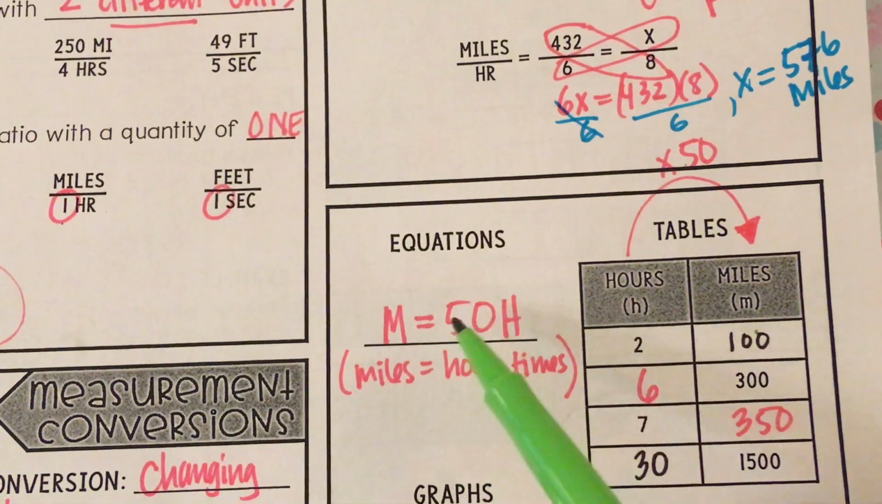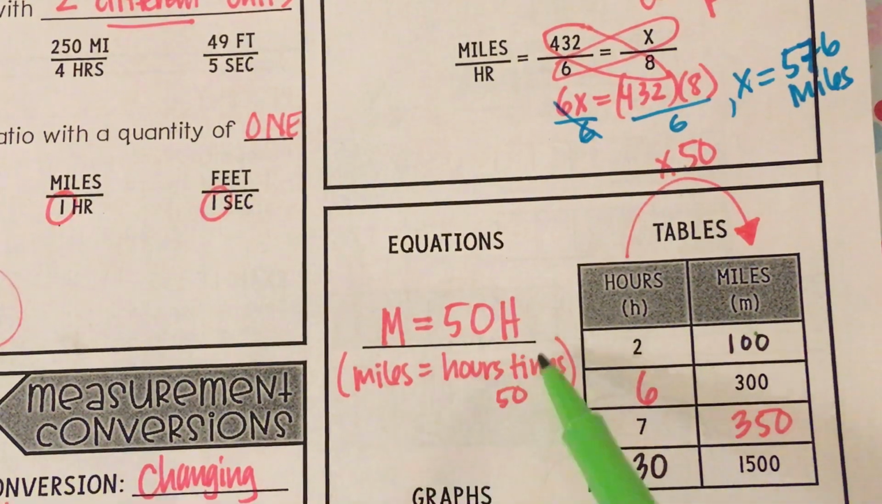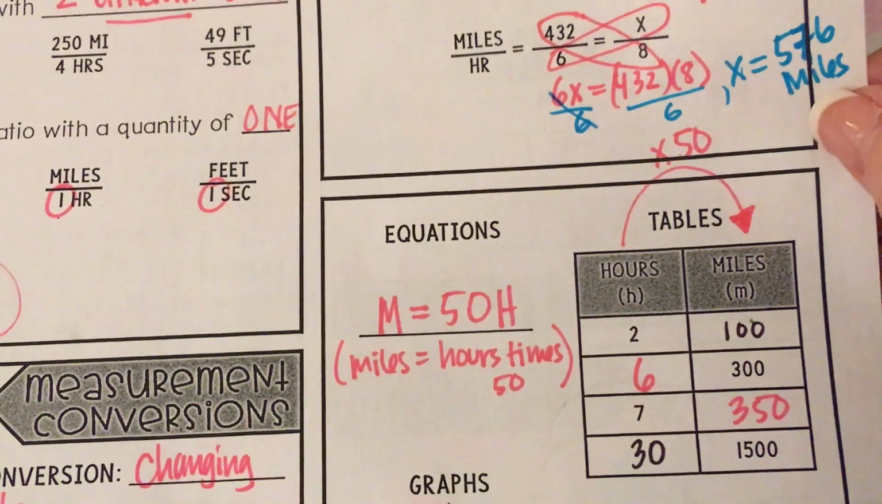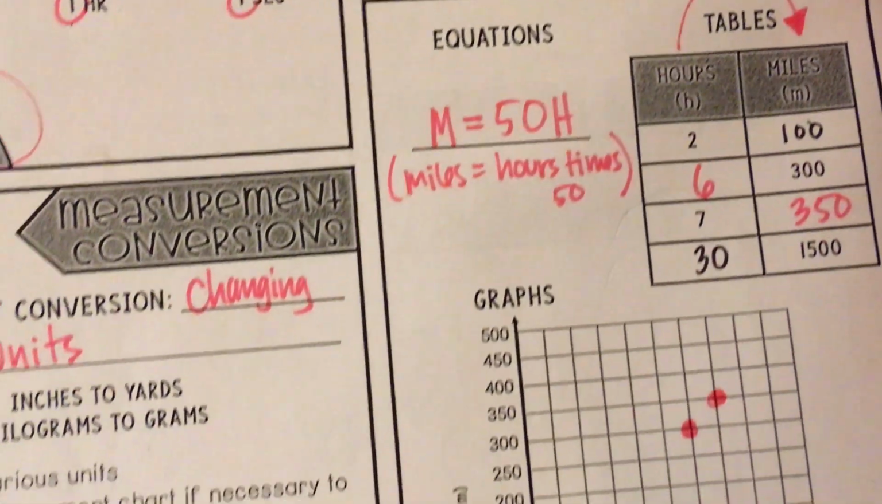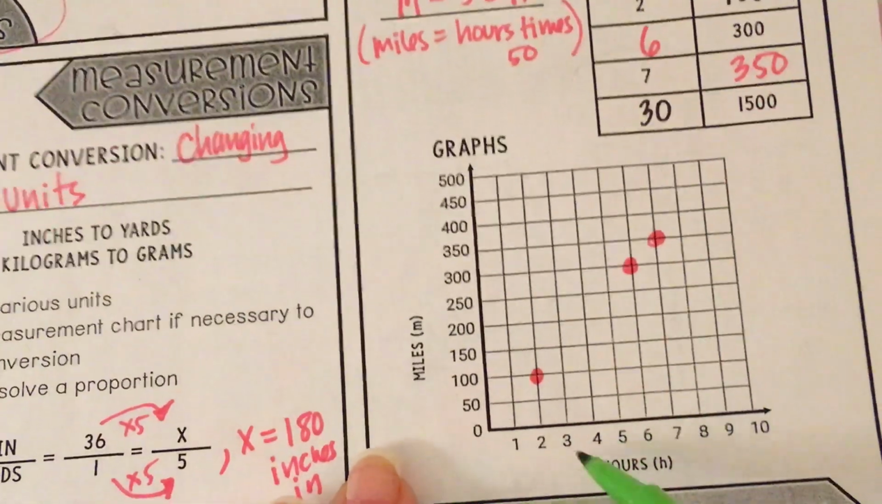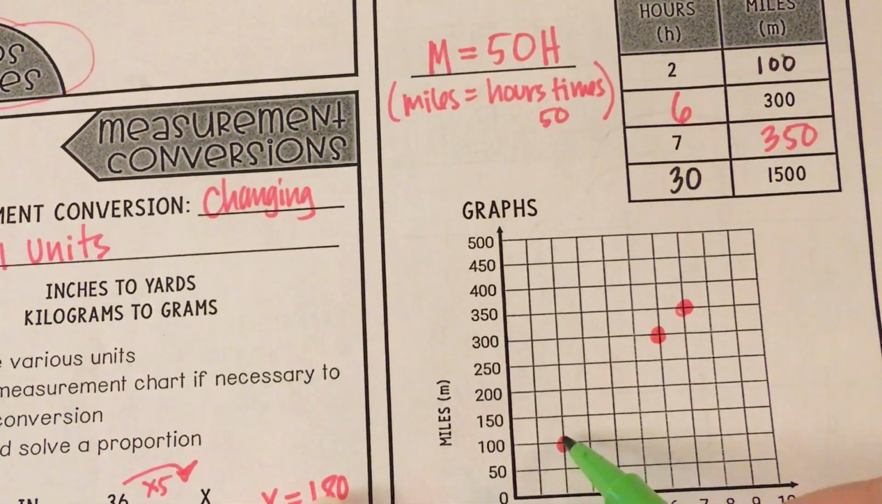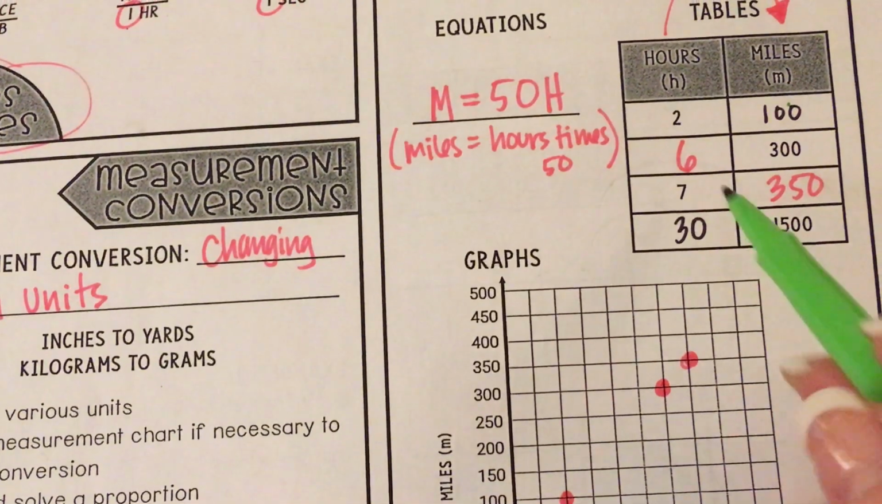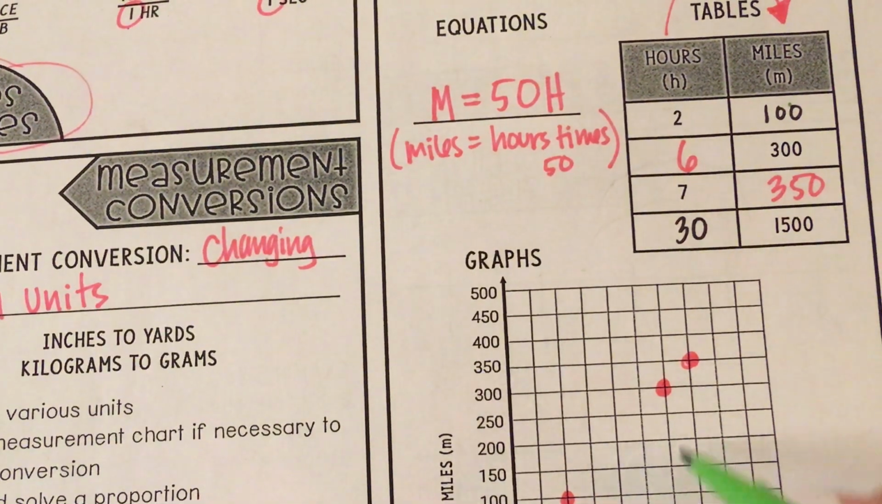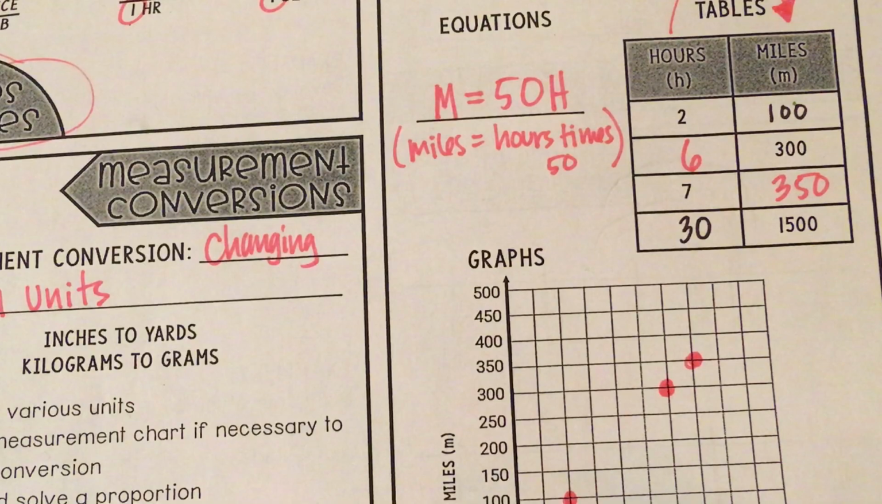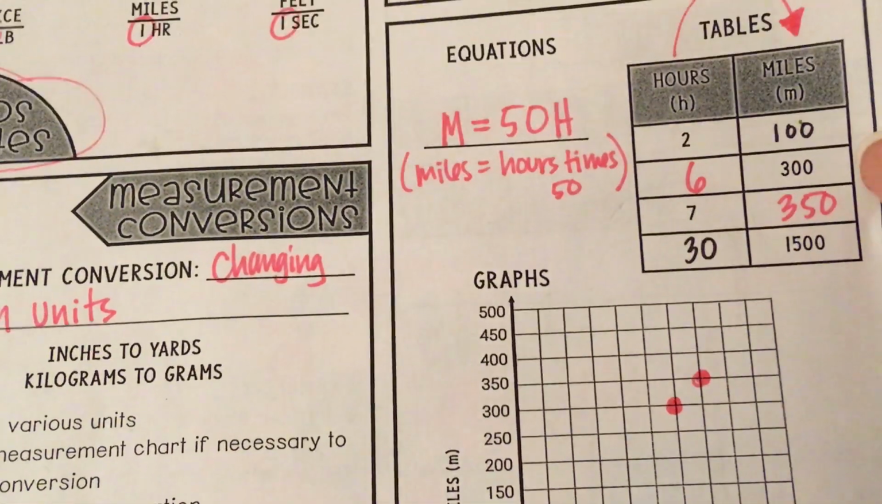Miles equals 50H. Miles equals hours times 50, going 50 miles an hour. And then if you're going to graph it, they did already label this as hours and miles. So 2 hours, you go 100 miles. The next unit is 6 hours for 300 miles. And then 7 hours for 350 miles.